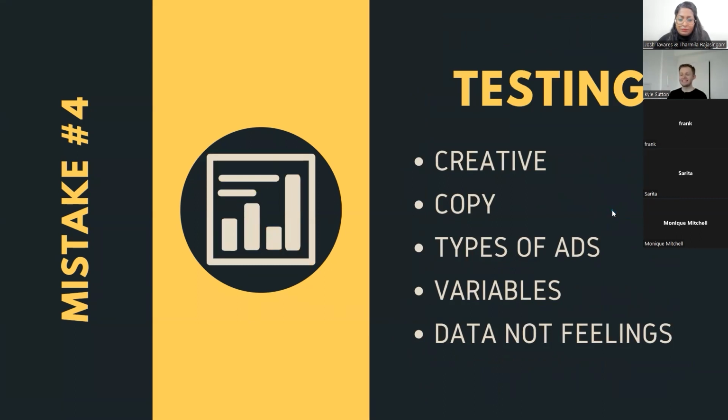Now, next up is testing. I find a lot of people, unfortunately, don't know what to test, or they don't do any testing at all. Now, the 4 main things that I would recommend when it comes to testing: creative, number 1. So the creative is the actual image or video that you're putting out as an ad. So that's going to make the biggest difference, is changing the actual creative.